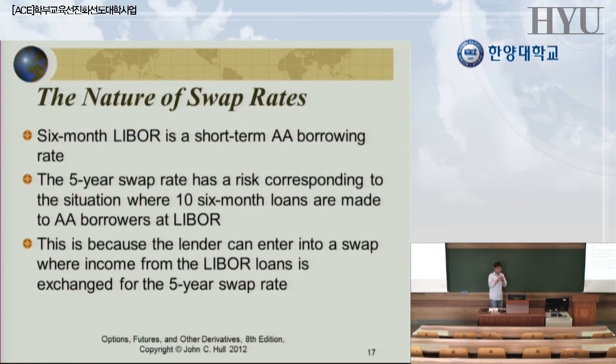So at this point in time, it is an adequate time to actually explain the nature of the swap rates. If you take into consideration the previous chapter, 6-month LIBOR is a short-term AA borrowing rate. And for the fixed rate, a 5-year swap rate has a risk corresponding to the situation where 10 6-month loans are made to AA borrowers at LIBOR. This is because the lender can enter into a swap where income from the LIBOR loans is exchanged for the 5-year swap rate.